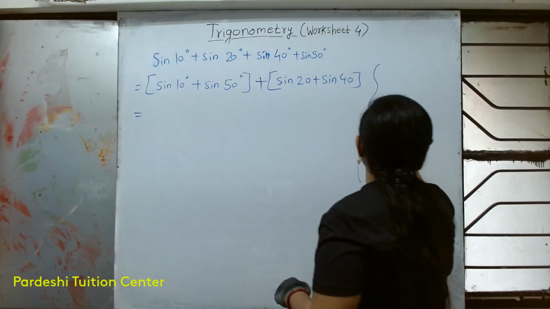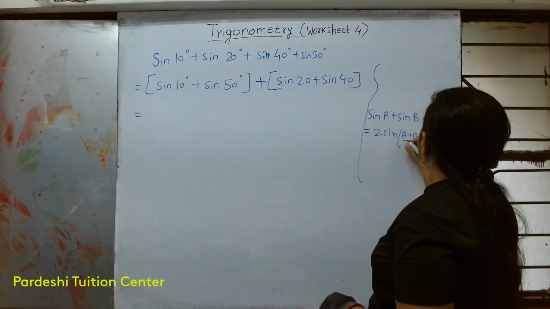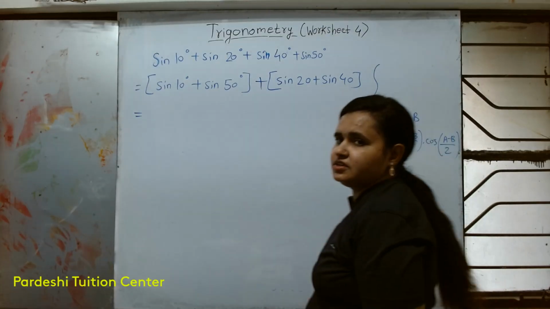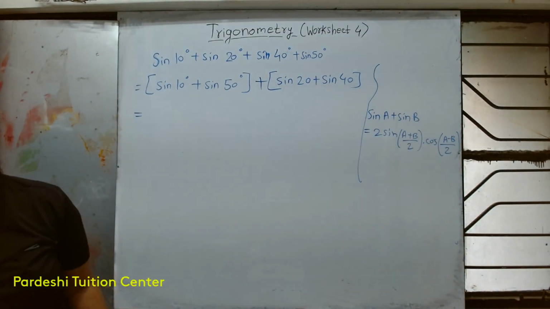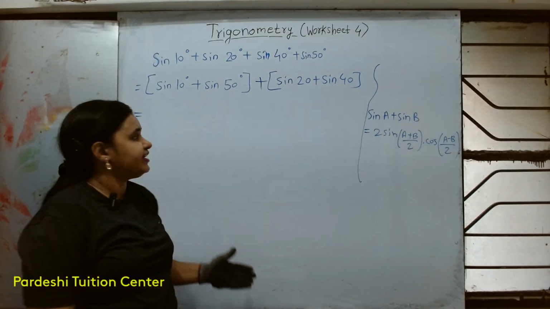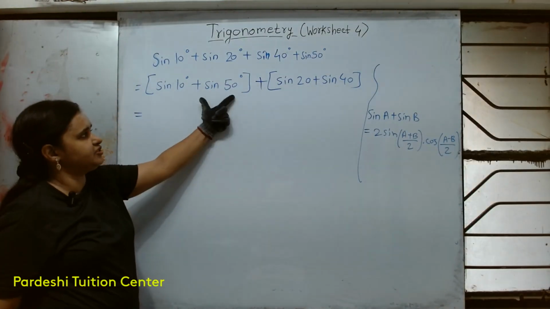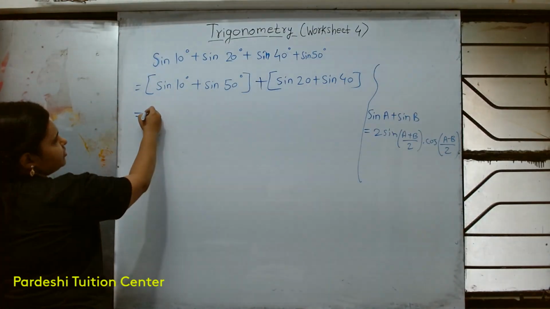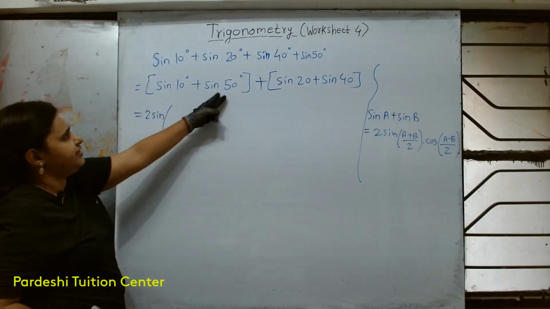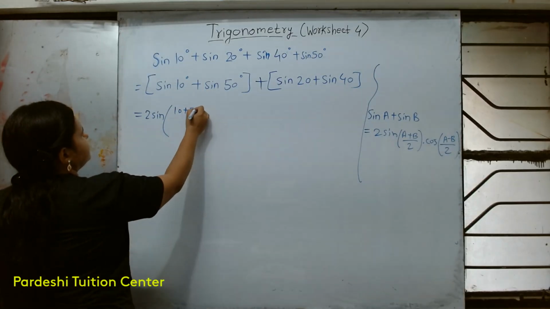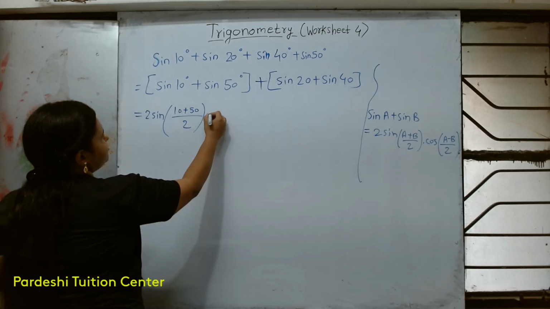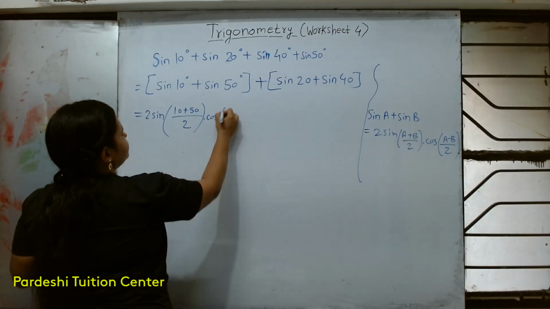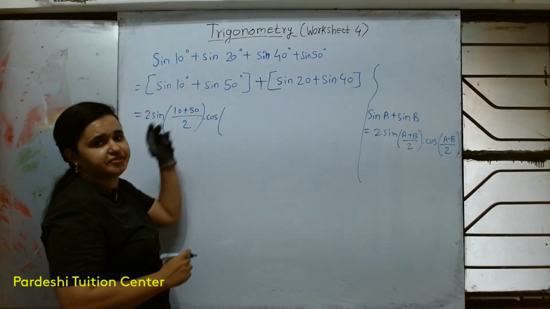It was 2 sin of (A plus B) by 2 into cos of (A minus B) by 2. Okay, 2 sin (A plus B) by 2 into cos (A minus B) by 2. So if I apply that formula, here it is A, it is B, this is A, this is B. We have to apply it simultaneously. So it will be 2 sin of (A plus B) means (10 plus 50) by 2 into cos of (A minus B) by 2 means (10 minus 50) by 2.